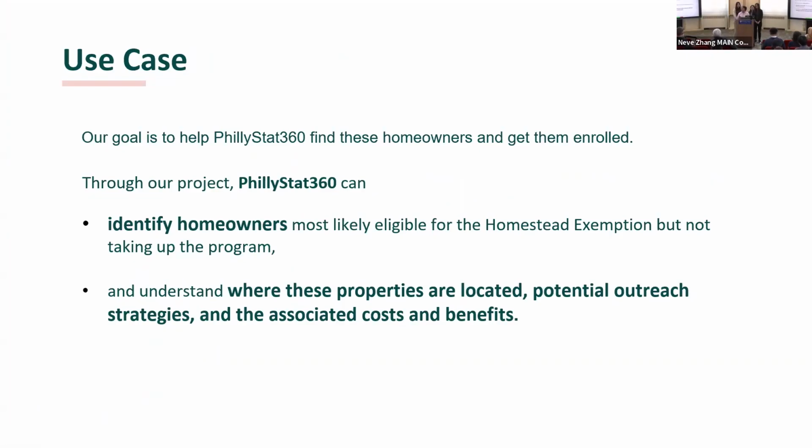Our project has two key objectives. First, so that Philly Stat 360 can identify and locate homeowners that are most likely eligible for the exemption but not currently enrolled. And second, we want to provide actionable insights about where these properties are located, the demographics of tracts with target properties, and the associated costs and benefits of different outreach approaches.